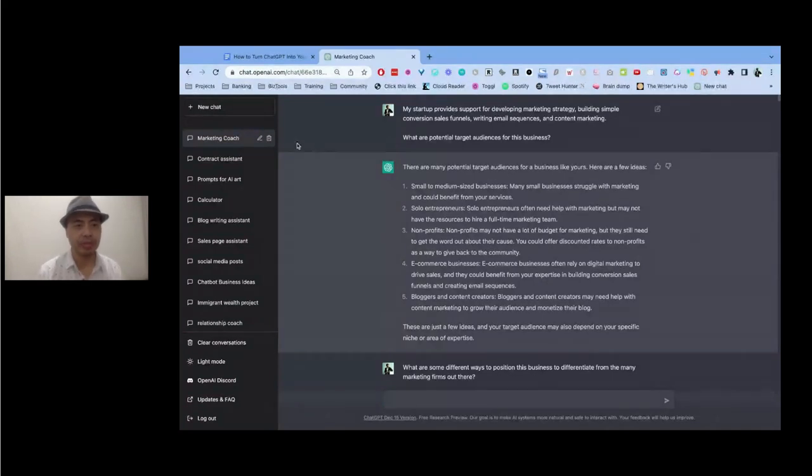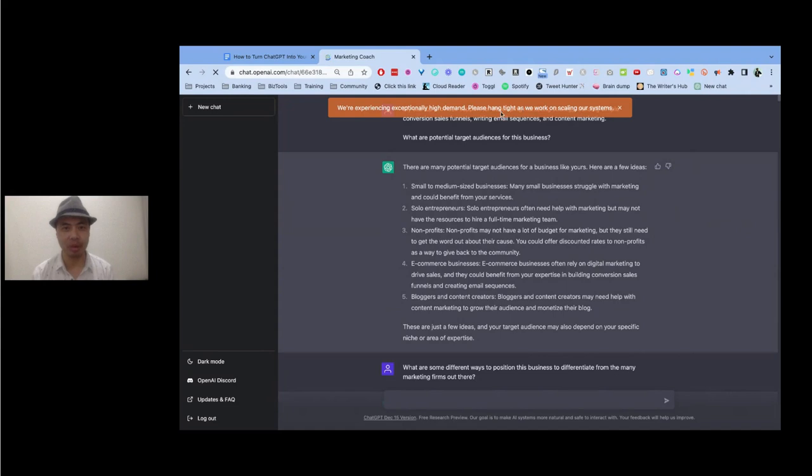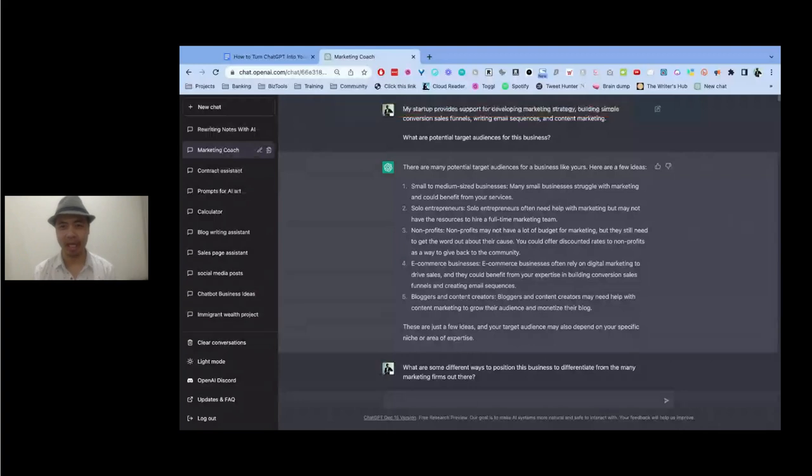Okay, so we're inside ChatGPT right now. Let me just do a quick refresh. The server's being hit really hard. All right, so you're probably going to see a message like this, which is saying that we're experiencing exceptionally high demand. Please hang tight as we work on scaling our systems. What I'm reading that to mean is at some point real soon, they're going to be charging subscriptions to access the tool. And they really should, because the tool is amazing and we can't have these delays all the time.